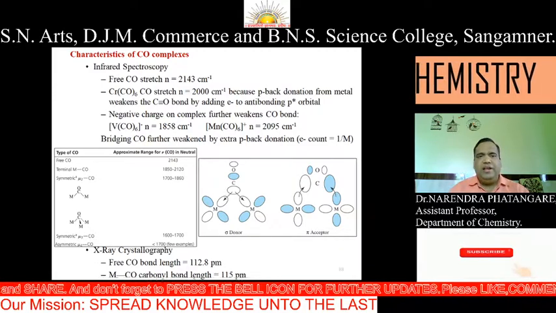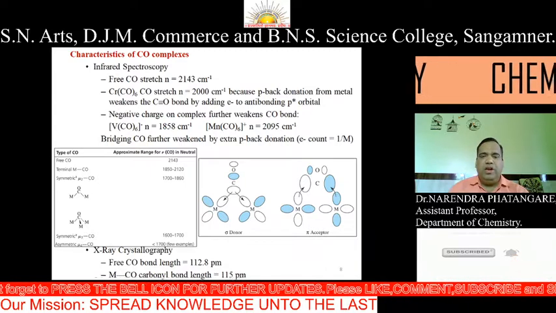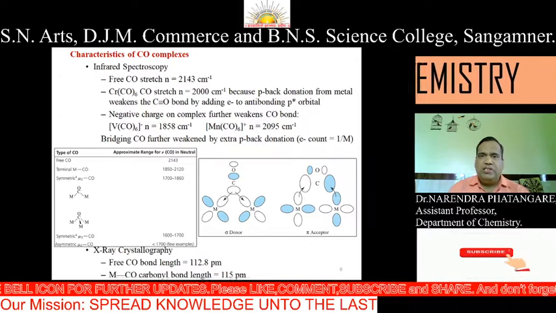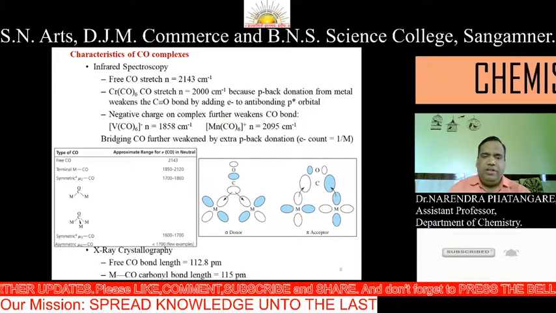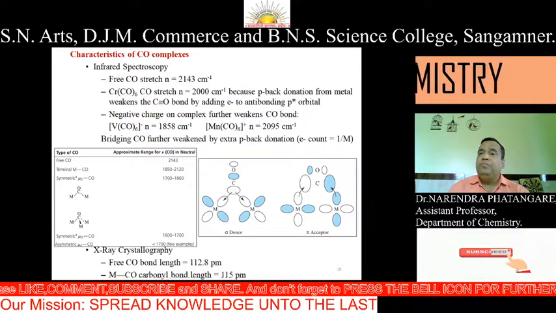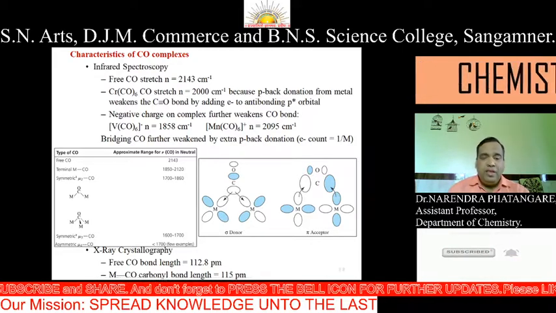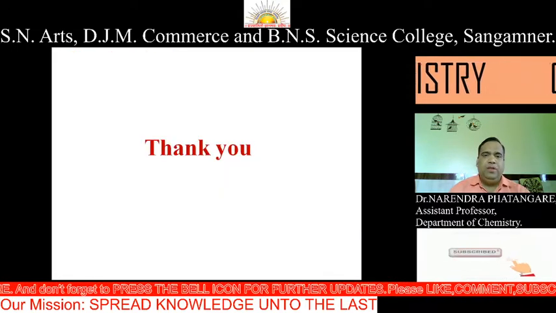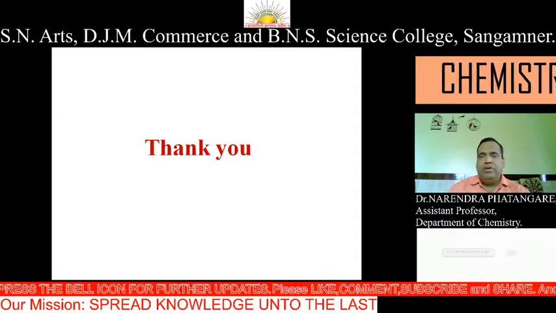Another characterization technique is X-ray crystallography. On the basis of bond length we can easily find out whether the CO is terminal or bridging. Whenever the CO is free, its bond length is 112.8 picometer, while in the case of M-CO the bond length is 115 picometer. These are all the characterization techniques which are used in organometallic chemistry.